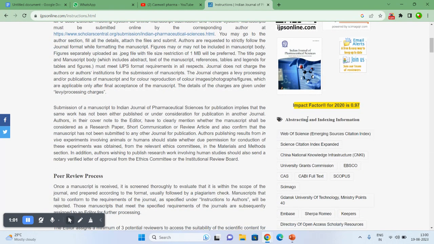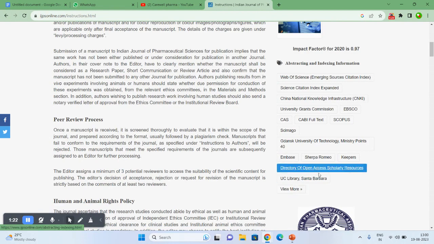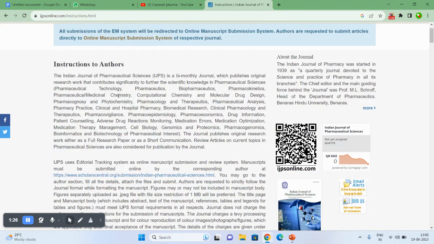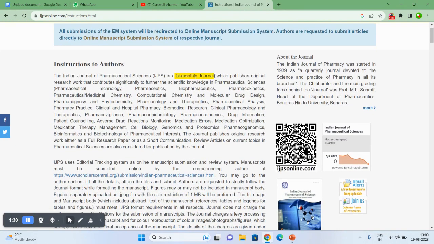Now here, if you see abstracting and indexing: whenever you choose a particular journal, you see to it that it's abstracted and indexed in good citation indexes like Science Citation Index journals. Then it is UGC approved, EBSCO, SCImago. SCImago ranking is good, Scopus indexed, Embase indexed, and many more. Here you can see the IPA logo as well, and certain information regarding instructions to the author. It is a bi-monthly journal.